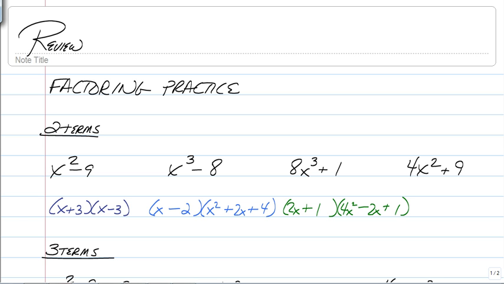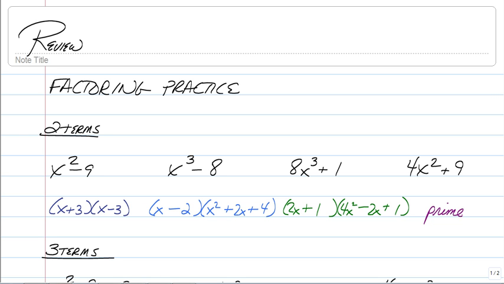And finally, the last one is just prime. There is no such thing as the sum of 2 squares. There is only a difference of 2 squares. There is a sum and difference of cubes, but only a difference of squares.